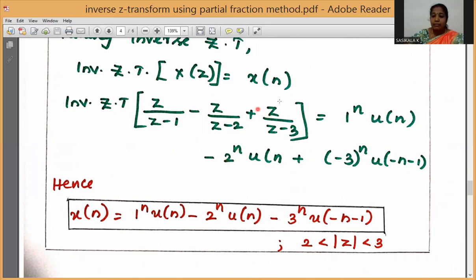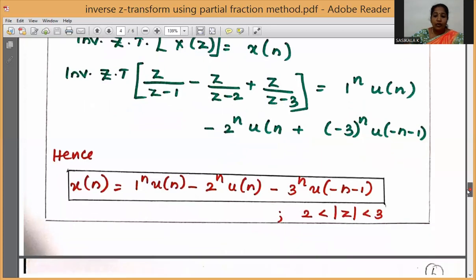Whereas the third term z/(z-3) is an anti-causal term. So for this anti-causal term, we are getting x(n) to be minus a^n u(-n-1). So here my a is 3. Okay, so minus 3^n u(-n-1). So x(n) is equal to 1^n u(n) minus 2^n u(n) minus 3^n u(-n-1).